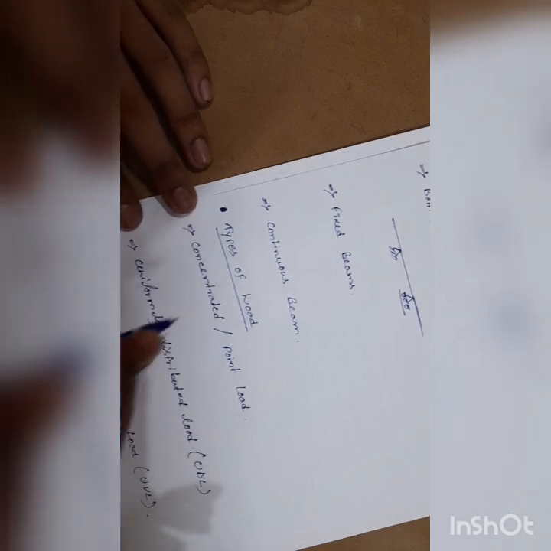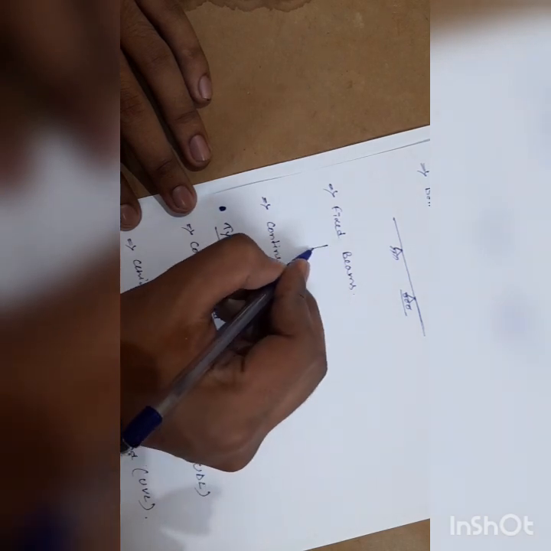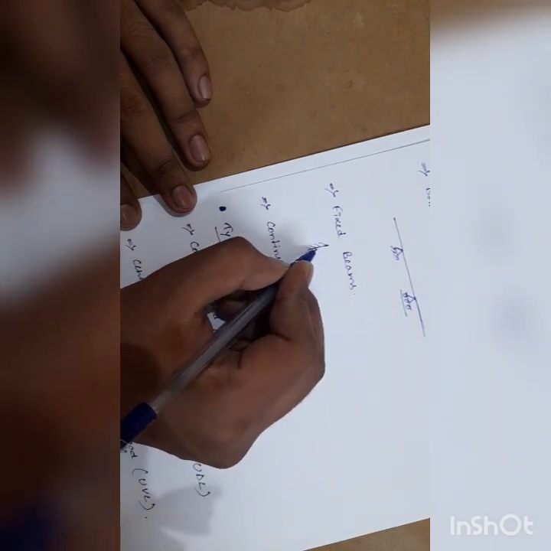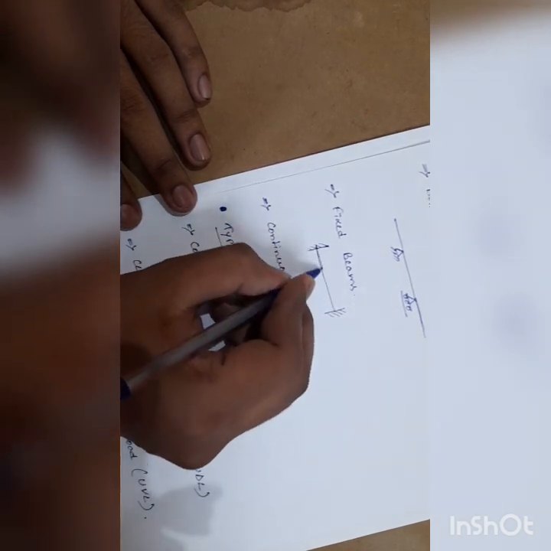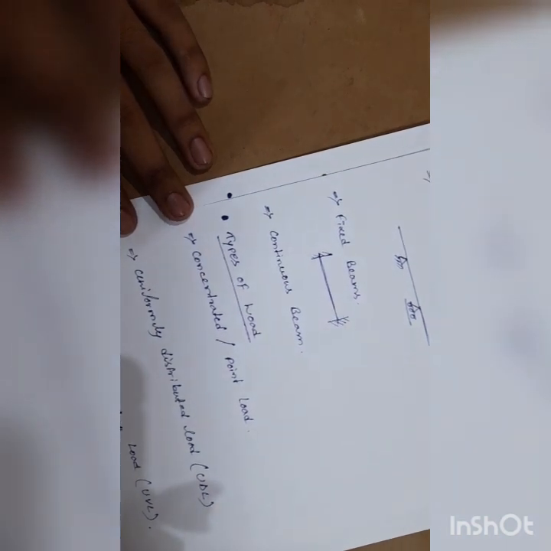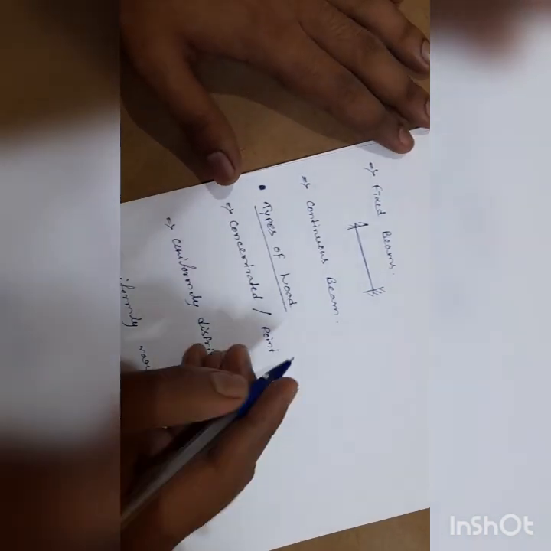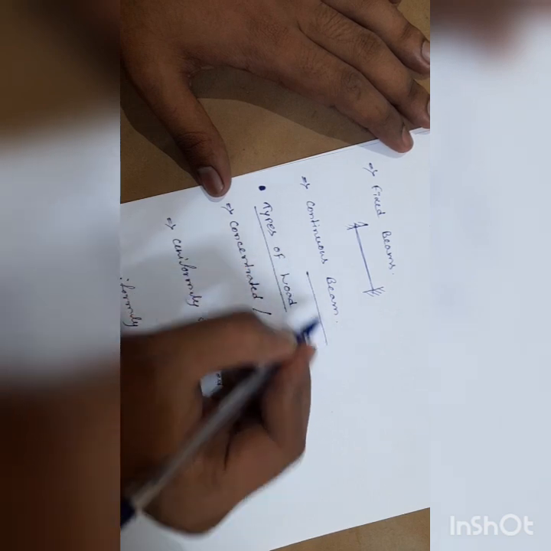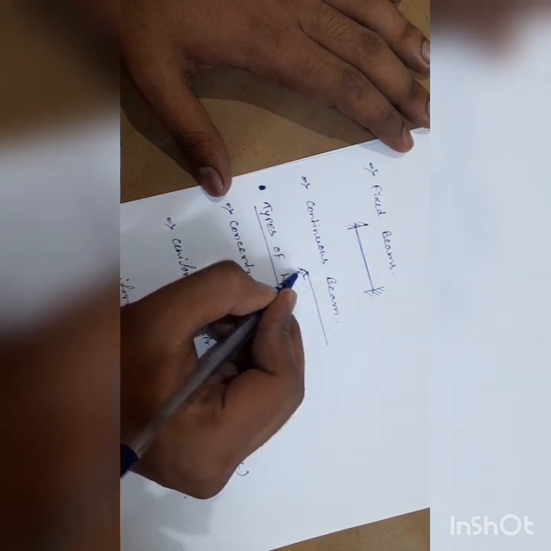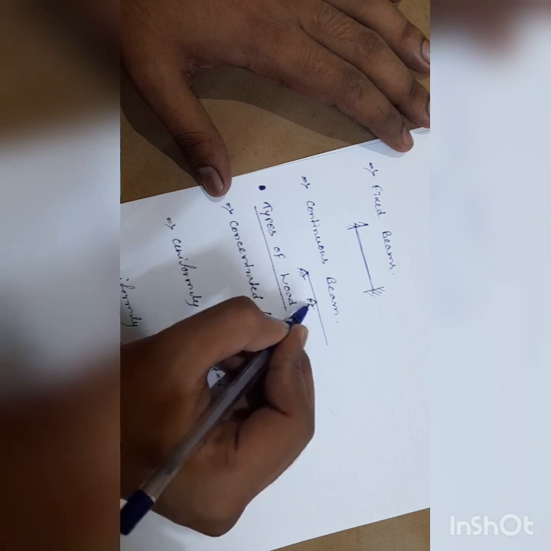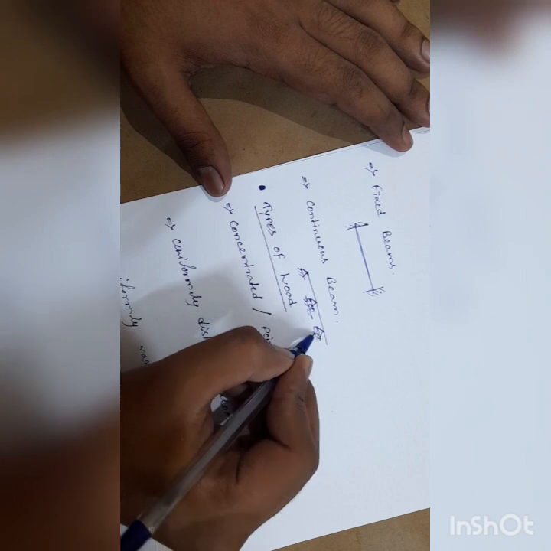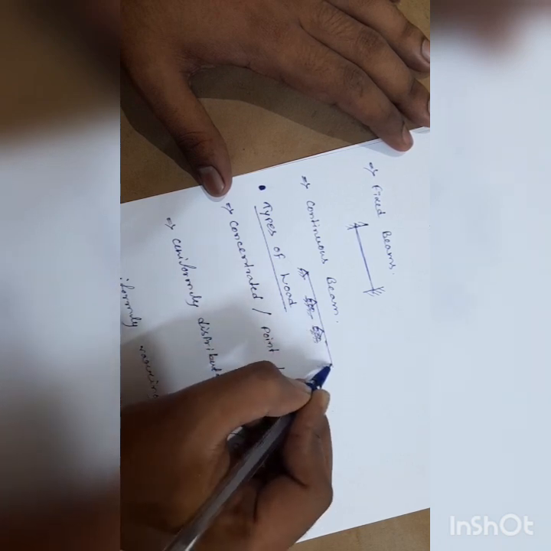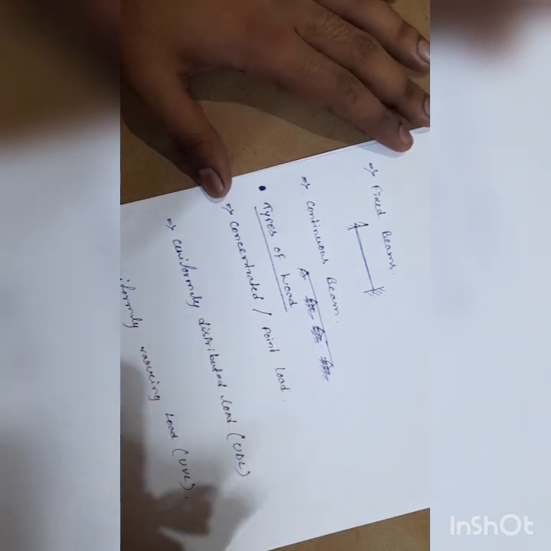Now last one is fixed beam. Now for fixed beam, both ends are fixed. Okay, both ends are fixed. Now last but not the least, that is continuous beam. For continuous beam, the supports are continuous, like this, like this, like this. This is a continuous type of beam.